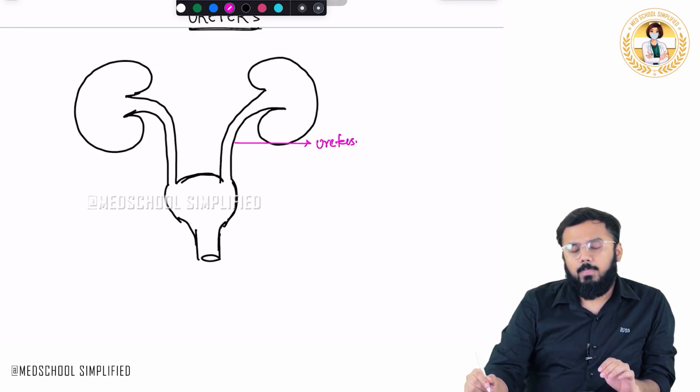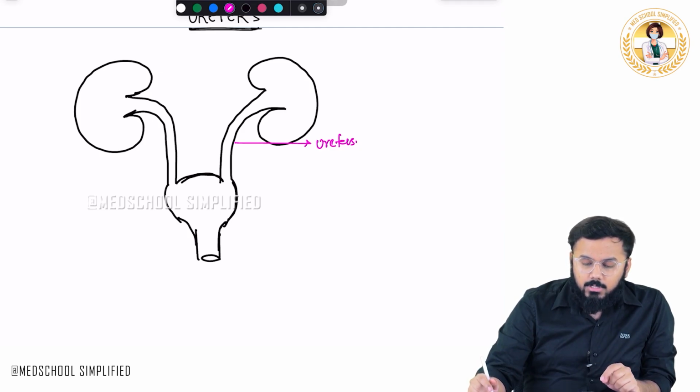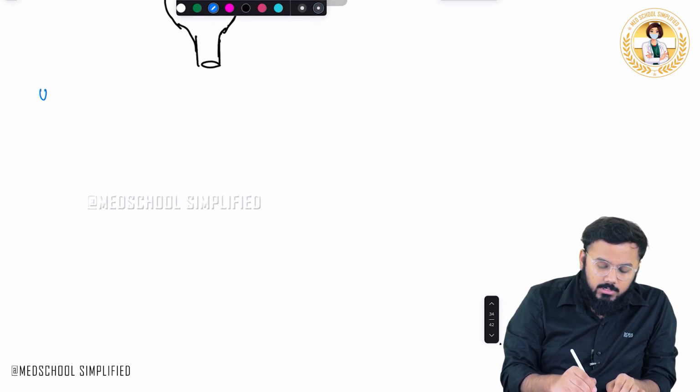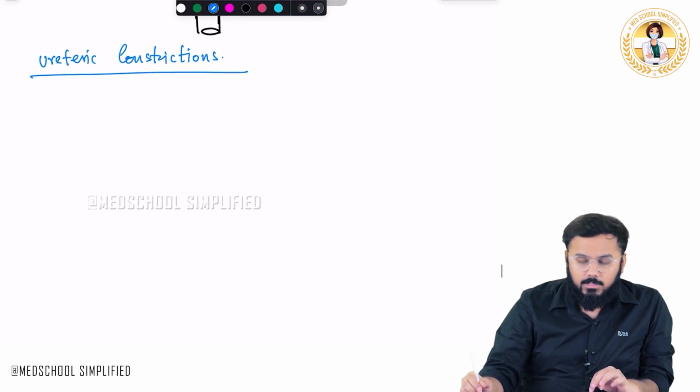Now, if you look at the ureters, there are some constrictions located within them. How many constrictions are there? There are basically three important constrictions within the ureters. You have to know what these constrictions are. They are called ureteric constrictions.